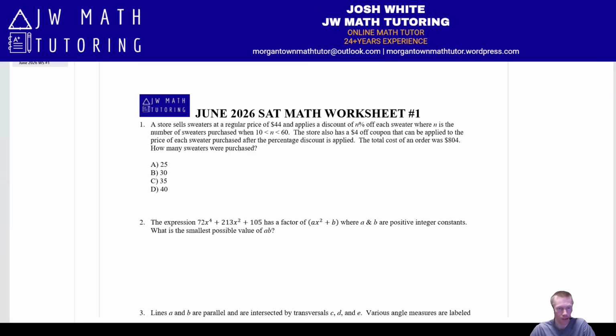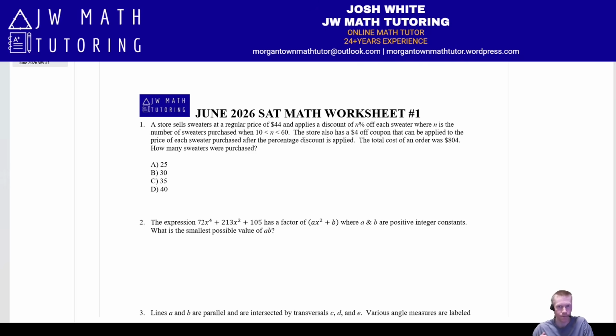Okay, the first problem is the sweater problem. The whole idea here is you have a store selling sweaters. There's a regular price, and there's a percent discount off the sweater, but that percent varies based on how many sweaters are purchased. Then there's also a flat discount amount, a fixed dollar amount, basically a coupon, you could think of it that way, that comes off the price of each sweater as well.